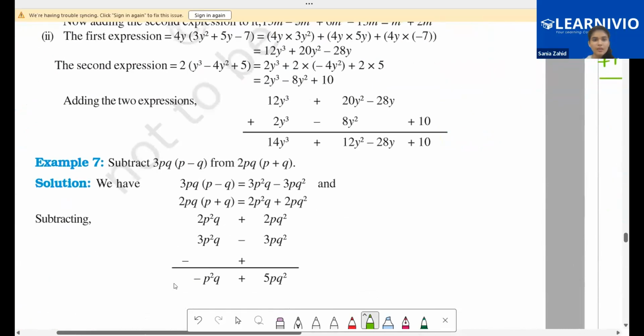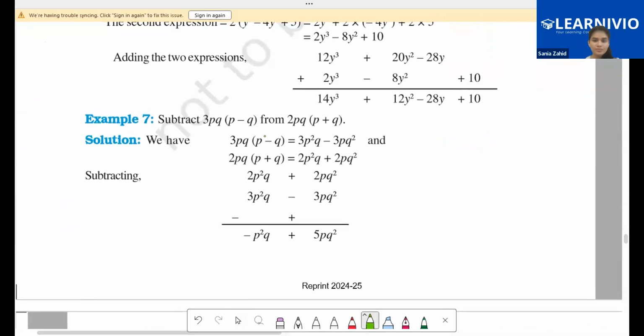Now we can solve this also. Subtract 3pq into p minus 2 from 2pq into p plus 2. So again, children, what are you going to do? You first simplify this expression, then you simplify this expression, and then you solve it. So can you do these type of questions now?